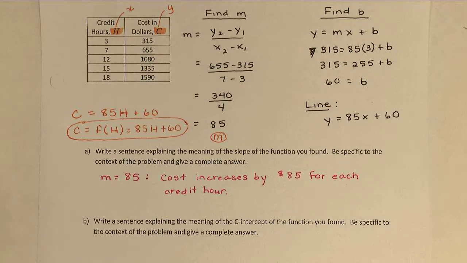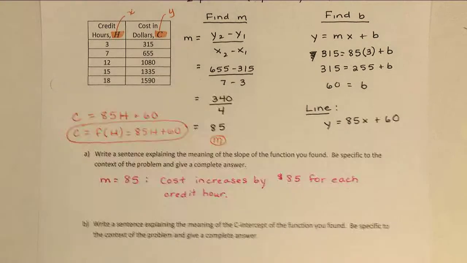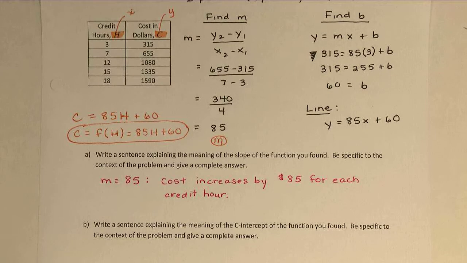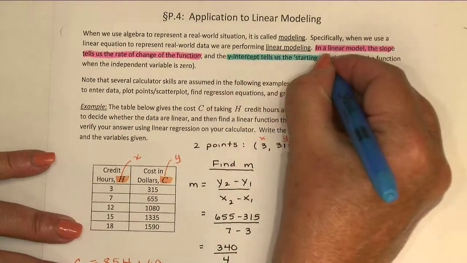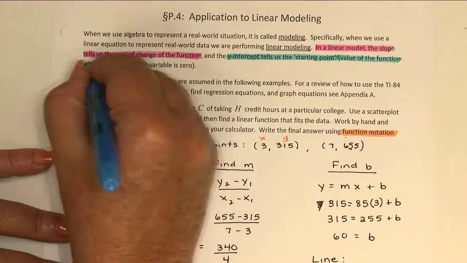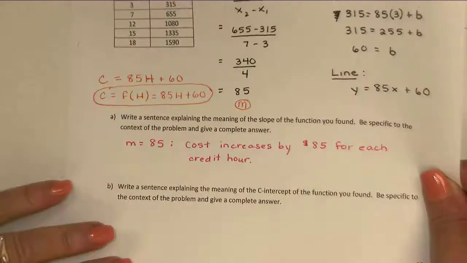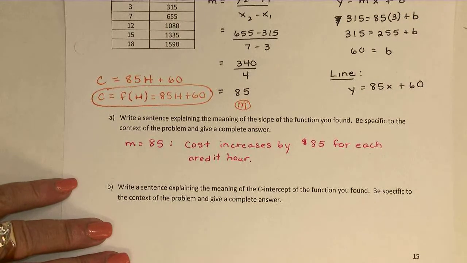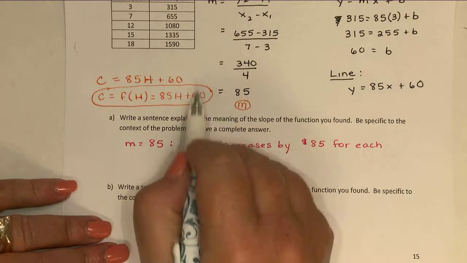The other part of this problem was to talk about the C-intercept. Notice that's like asking about the y-intercept. C was our y variable. And again, explain what it means being specific. Our y-intercept does tell us about the starting point, the value of the function when the independent variable is 0. So in this case, our b value, if I look at our equation, is the 60 right here.